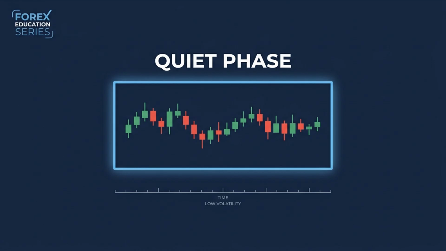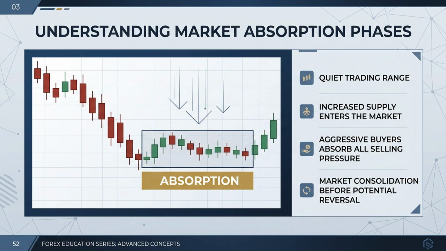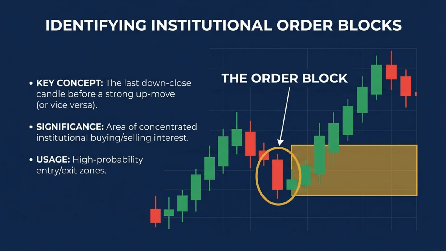Before a real move happens, there's a quiet phase. Price barely moves. Volume tells a different story than the candles do. That quiet phase is absorption. And absorption leaves a mark. That mark is the order block.